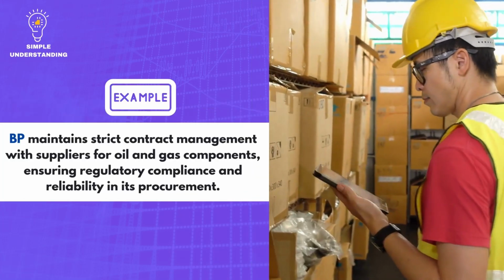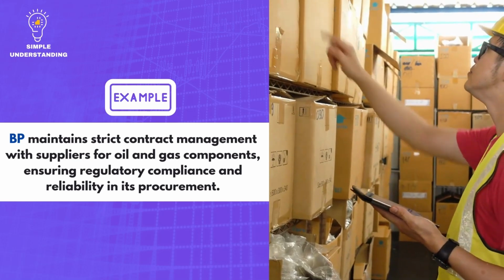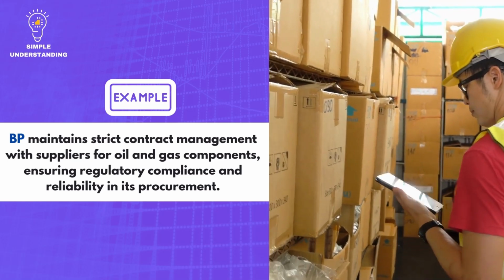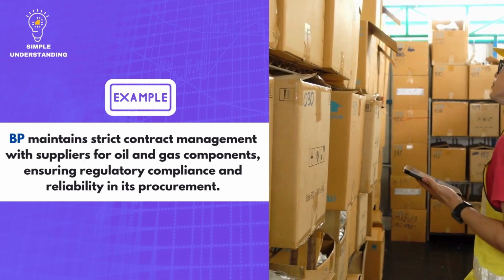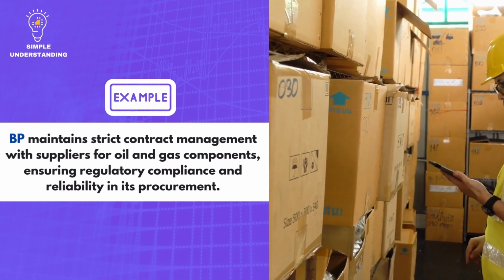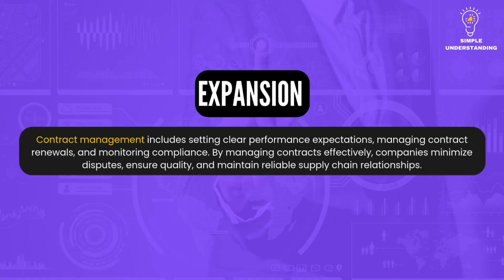Real company example. BP maintains strict contract management with suppliers for oil and gas components, ensuring regulatory compliance and reliability in its procurement. Expansion. Contract management includes setting clear performance expectations, managing contract renewals, and monitoring compliance. By managing contracts effectively, companies minimize disputes, ensure quality, and maintain reliable supply chain relationships.